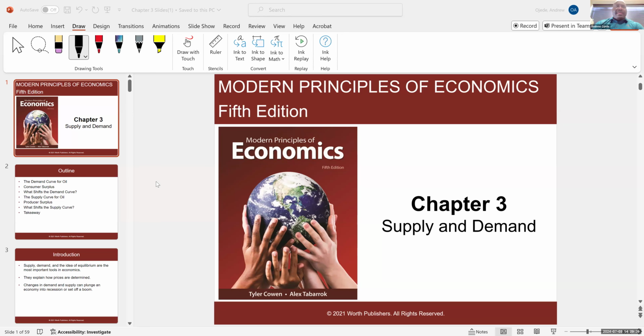So today I want to start chapter 3, which is a chapter on demand and supply. Okay. So I'm going to open my screen here, share my screen, then I'll talk about it on the other side. Okay, so here's chapter 3, which is a chapter on supply and demand. And here's going to be the learning goals or outline for this chapter.